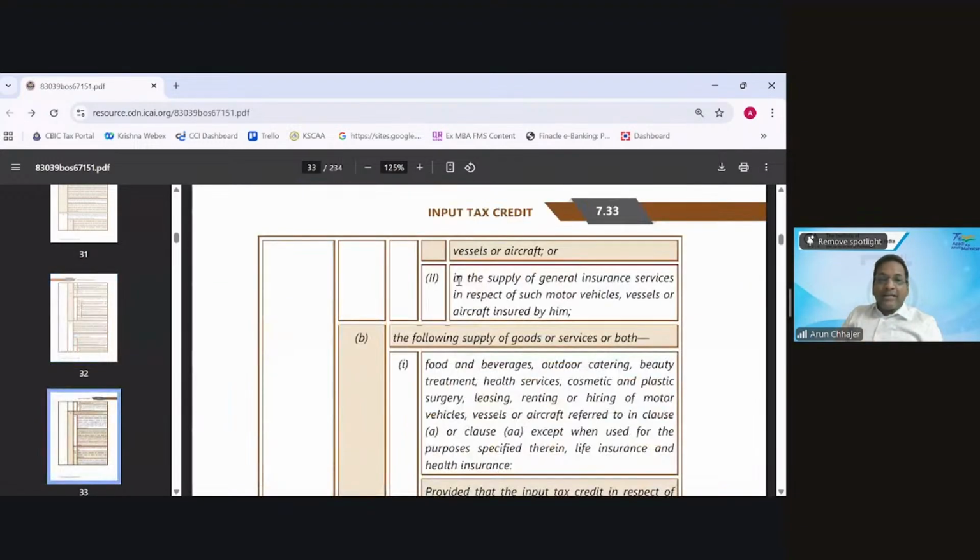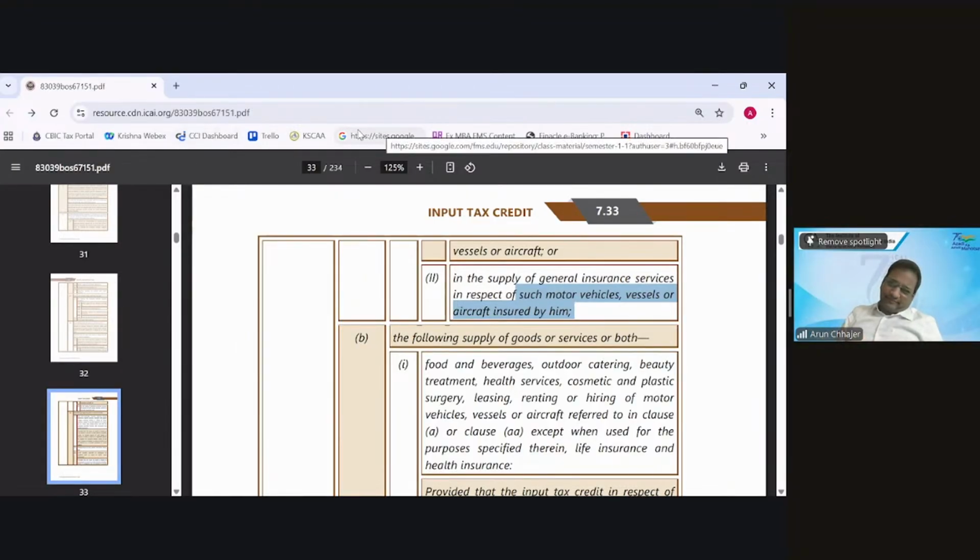Therefore, they have made a separate clause. If I am engaged in the insurance business, then ITC would be allowed. You got my point? If they hadn't made this separate provision, then that was a problem. ITC would not be permitted.